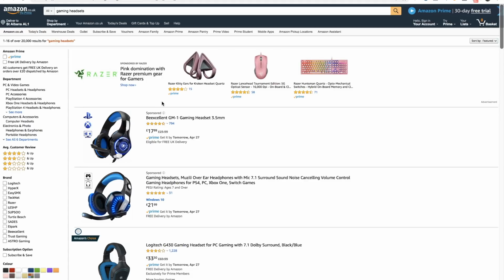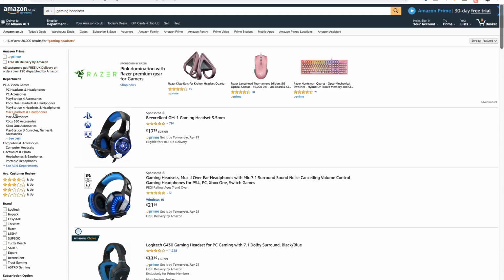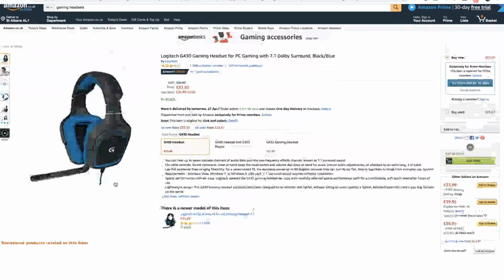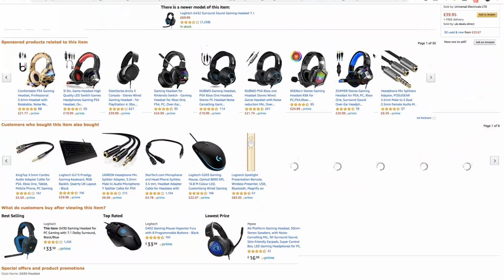But there might be a really small sub-niche to this kind of gaming area, where you're going to be able to find something that sells a little bit less, which is fine, and has less competition. So I would just go down the left, have a little look, see if you get any ideas. Click on one of these listings. So we'll go on the top listing. We'll scroll down. We'll search for similar products.